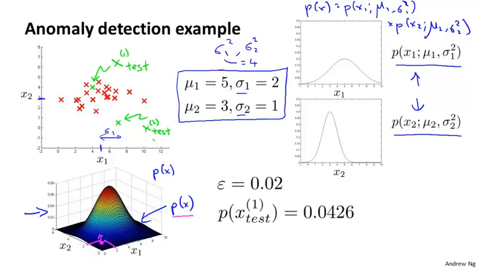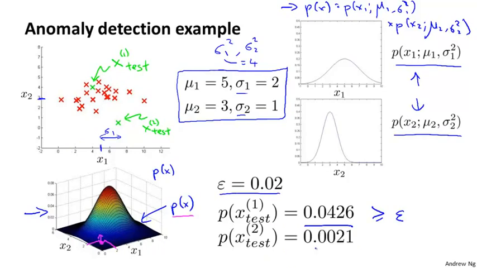What we do is we then compute p of x1 test. So we use this formula to compute it, and this looks like a pretty large value. In particular, this is greater than or equal to epsilon, and so there's a pretty high probability, at least bigger than epsilon, so we'll say that x1 test is not an anomaly. Whereas if you compute p of x2 test, that gives a much smaller value, so this is less than epsilon, and so we'll say that that is indeed an anomaly because it's much smaller than that epsilon that we chose.